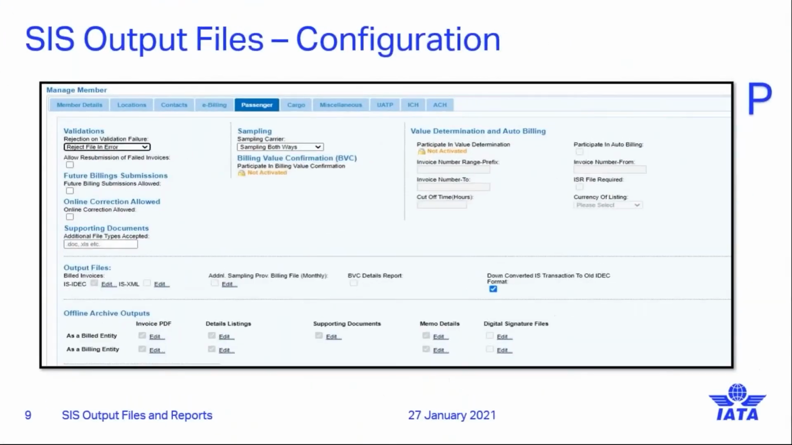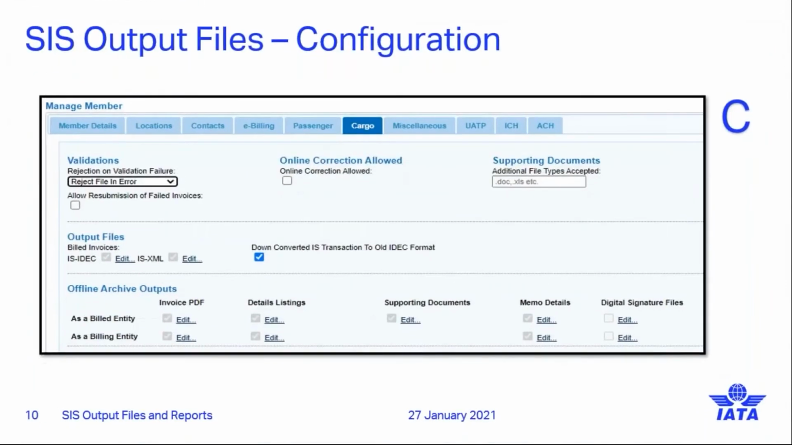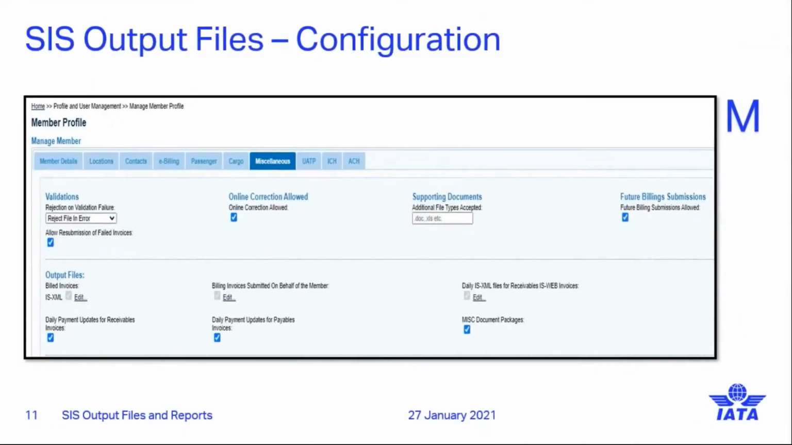And as you can see here, this is where you activate them for passenger. As we said, you can activate them per each billing category. So this is the passenger tab. Here is where you can enable the output files. For cargo, it will be in the cargo tab, and this is where you enable the output files. And for miscellaneous, this is where you see in SIS profile and user management, manage member profile, the output files.